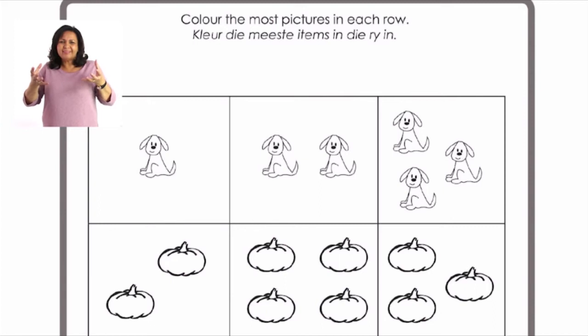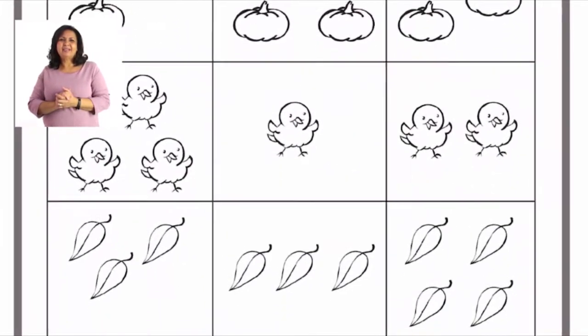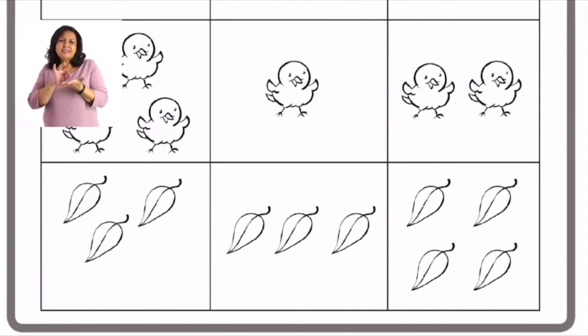Well, I think the middle line would have the most pumpkins. And now let's move up. And which one of the chicks would be the most? Let's see. I think the first block would be the most. And then let's look at the leaves. The last block would be the most.